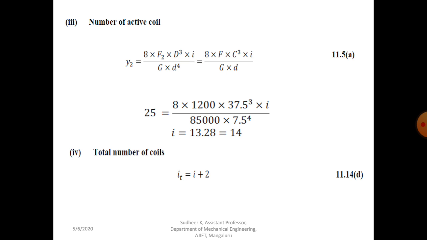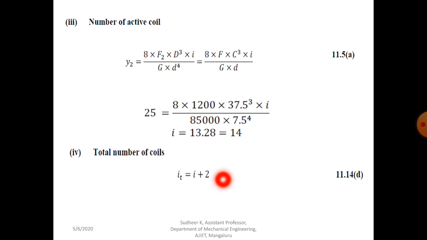So therefore we are going to neglect the effect of inactive coils, or end coils. Usually we assume the type of spring coil end is square and ground end, from table 11.4. So the end coil will be 2 numbers. That's why we have to add the inactive coil to the active coil. I already calculated that, it is 14, which is nothing but the number of active coils.